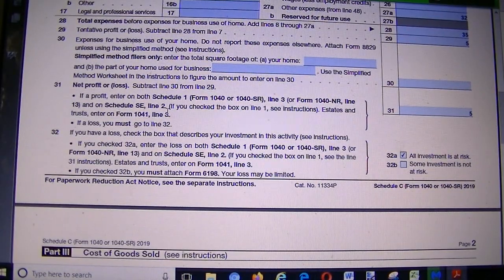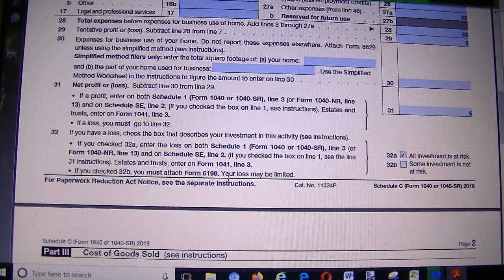So if it is a loss, then you must go to line 32. And line 32 asks you to check line 32A or line 32B. If you check line 32B, then you have to attach Form 6198. And pretty much what is at risk is what you invest in your business, whether it is at risk or not. And we covered that in another video.